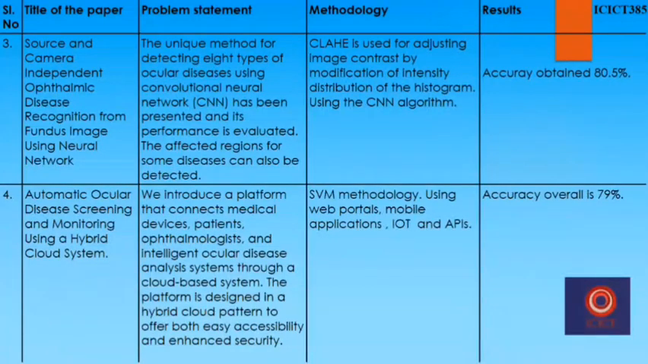The title of the next paper is Source and Camera Independent Ophthalmic Disease Recognition from Fundus Images Using Neural Networks. The methodology used is the CNN algorithm, and the result we have obtained is 80.5%.